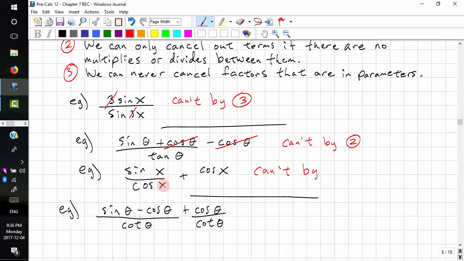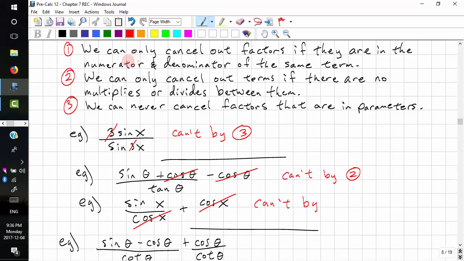Sine x over cos x plus cos x. Canceling here. They look the same. One's in the numerator, one's in the denominator. And we can only cancel out factors if they are in the numerator and denominator of the same term. Okay, so we can't by number 1.